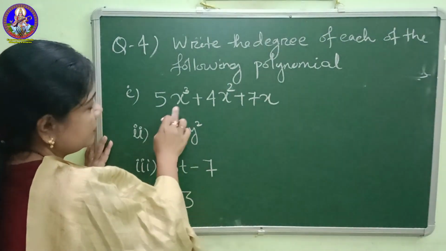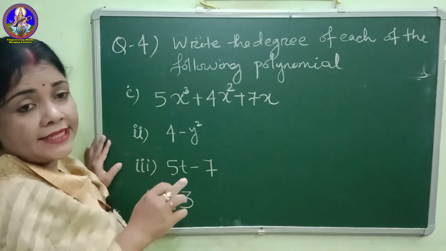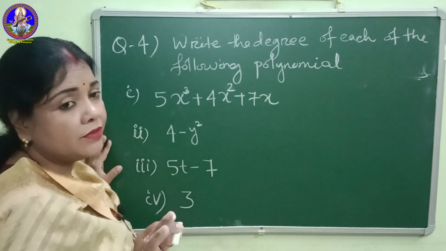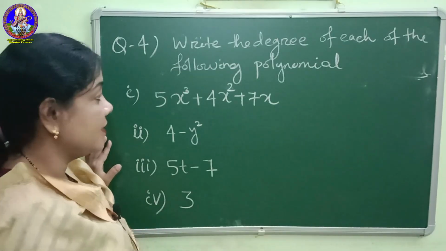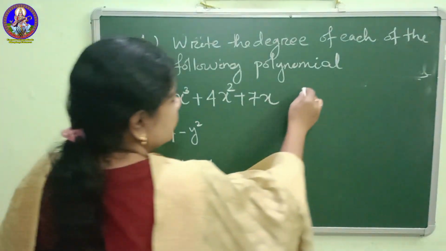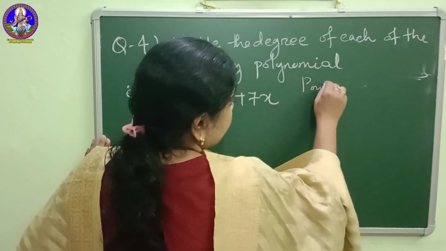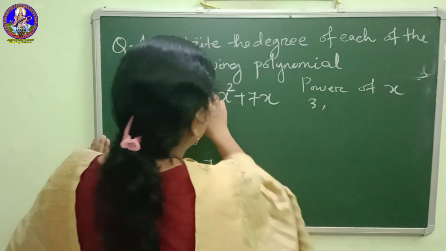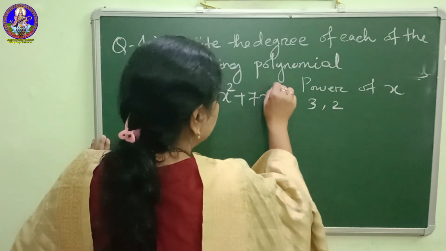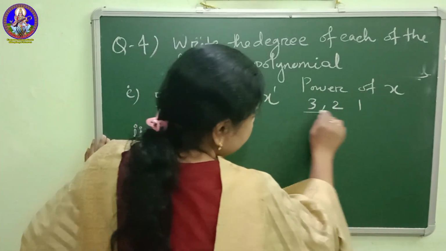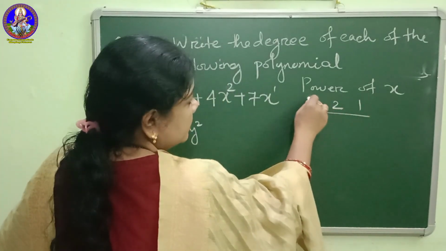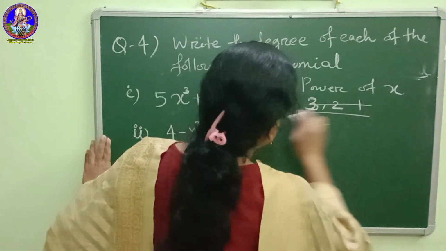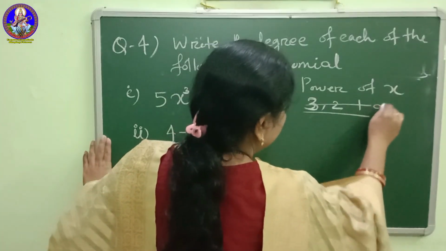Now in this expression, what are the powers? I have already explained that the highest power of the variable is known as its degree. So here the power of x is 3, here 2 and here 1. So out of 3, 2, 1, 3 is the highest power. If 3 is the highest power, the degree for question number 4i is 3.